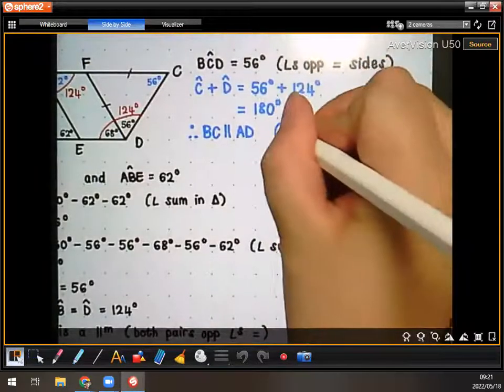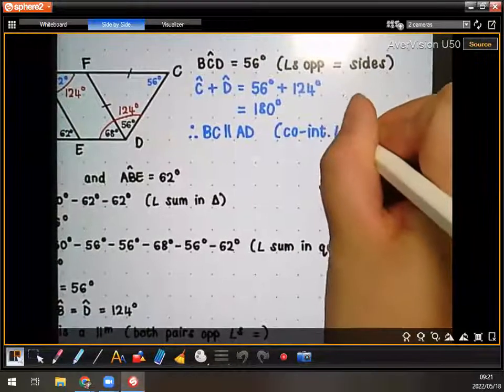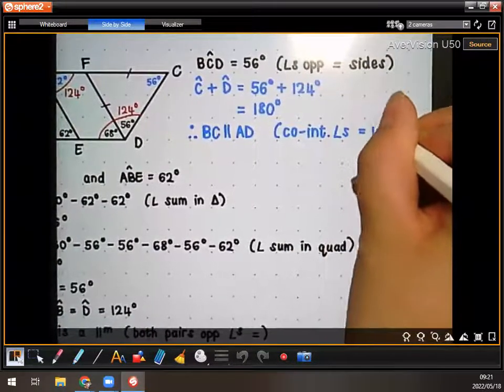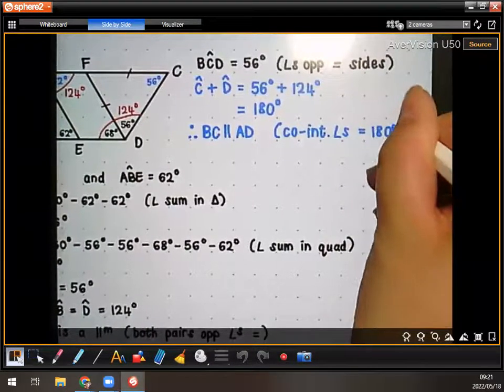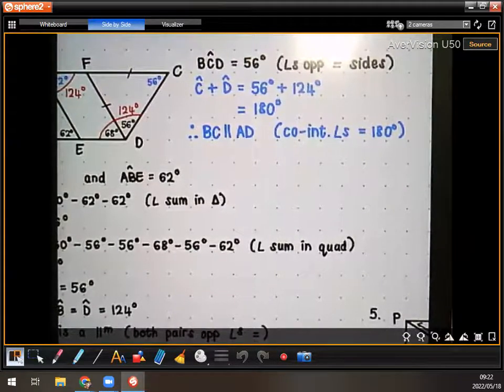You can't write co-interior angles, BC parallel AD. You have to write co-interior angles are supplementary, or you can write equal 180. That is why we know that the lines are parallel, because the co-interior angles add to 180. Please write that down. Even if you don't copy down my method of using the angles, you are eventually going to have to prove that two lines are parallel, and that is how you need to do it.